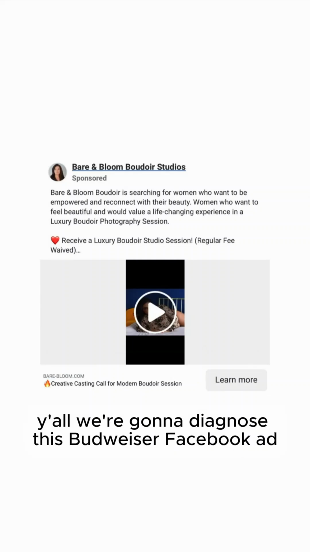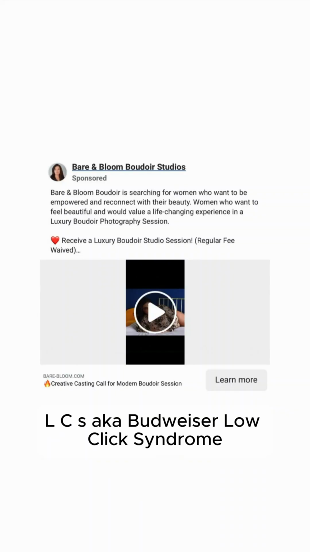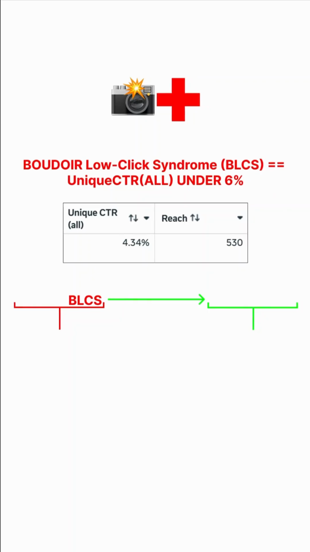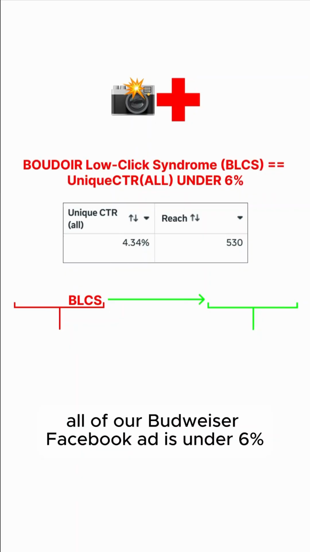All right, y'all, we're going to diagnose this Boudoir Facebook ad, see if we believe it has BLCS, aka Boudoir Low Click Syndrome. BLCS, also called Boudoir Low Click Syndrome, is when the unique CTR all of our Boudoir Facebook ad is under 6%.